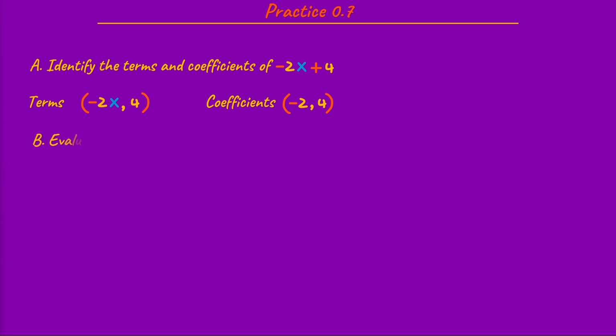The second practice asks you to evaluate 4x minus 5 when x is equal to 0. So it will be 4, and we are going to substitute the value of x by 0, minus 5. So 4 multiplied by 0 is 0, and we are left with -5. Now let's move to the next practice.